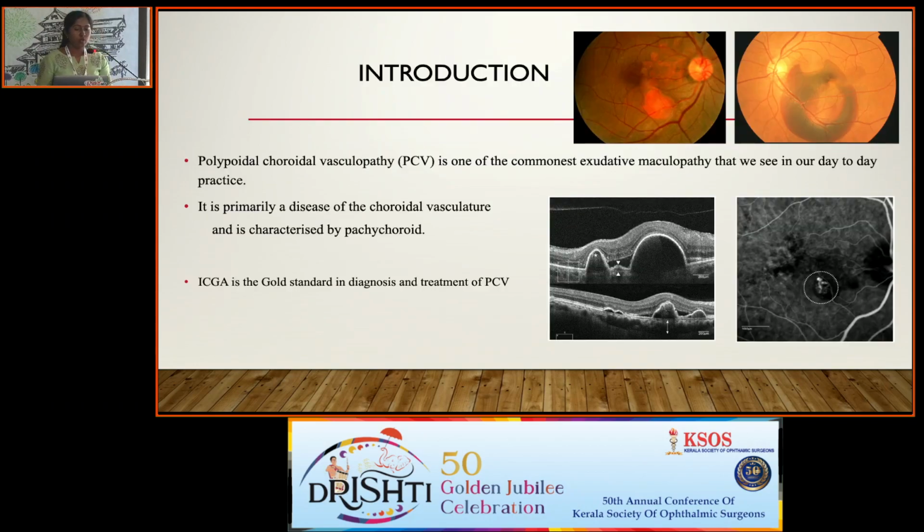Coming to the introduction, polypoidal choroidal vasculopathy is one of the commonest exudative maculopathies that we see in our day-to-day practice. Diagnosis is mainly based on typical clinical findings including reddish-orange subretinal nodule and subretinal hemorrhage, and diagnosis can be confirmed by ICGA. In ICGA, we can see a branching vascular network of inner choroidal vessels and hyperfluorescence with a hypofluorescent halo.